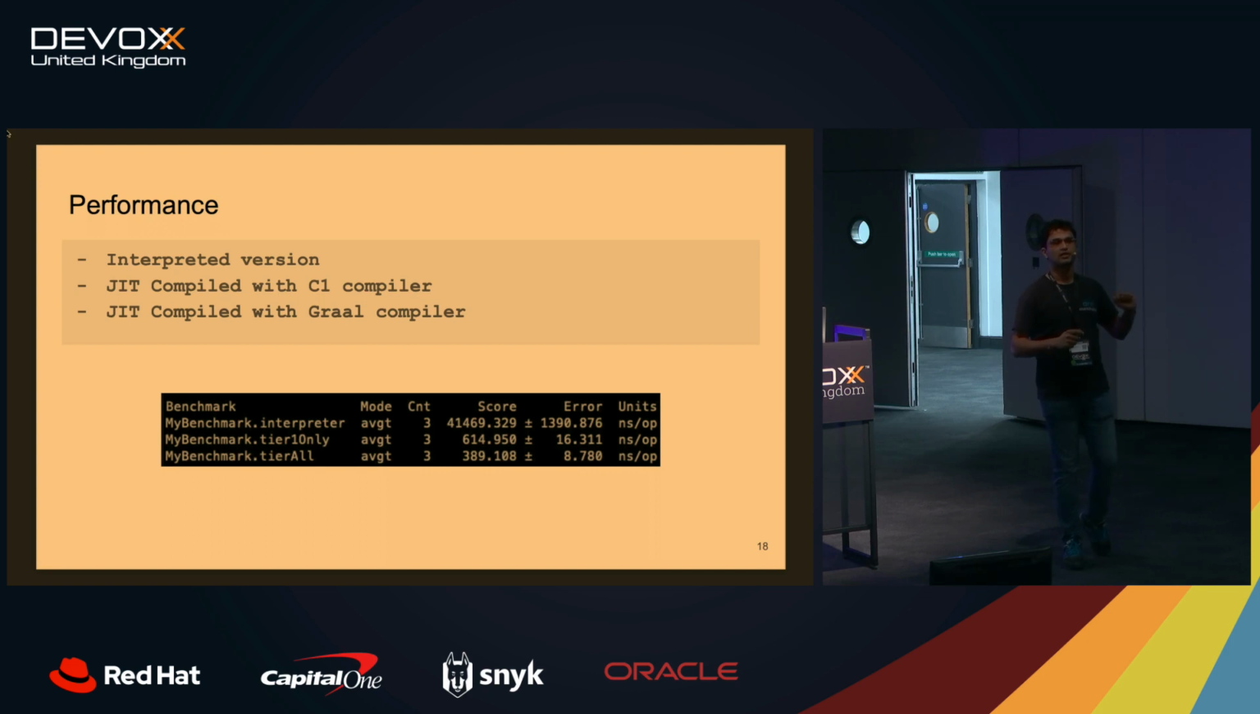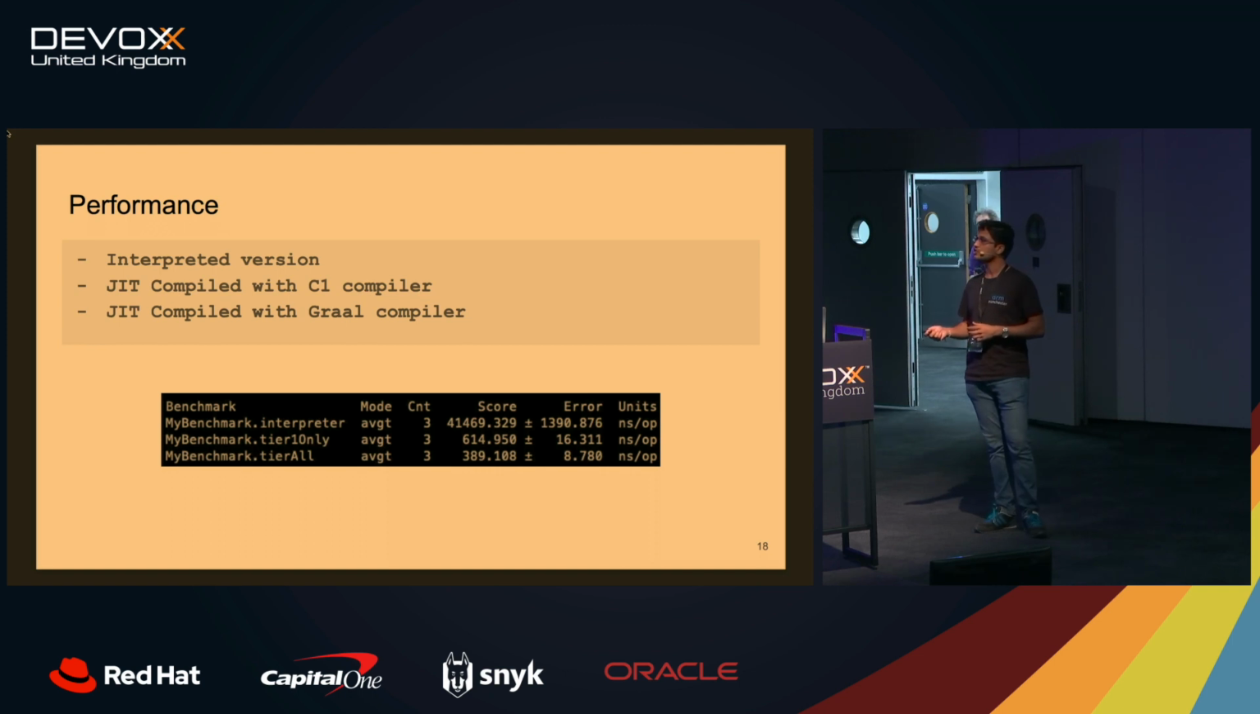The source code is available in the Docker image, so you can run this example. So basically I'm executing this myIncrement method with 3 different types of modes. First one is with only interpreter. The second one is using only client compiler, and the third one is using the Graal compiler. And here in the score column, you will see the score for that particular mode of execution, and the unit is nanoseconds per operation. So that means 41,000 nanoseconds are required to execute myIncrement method once.